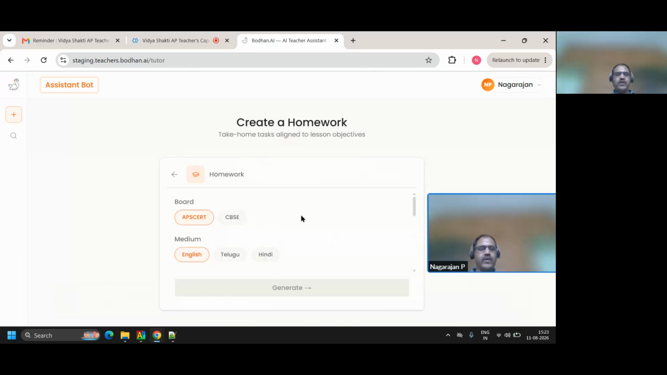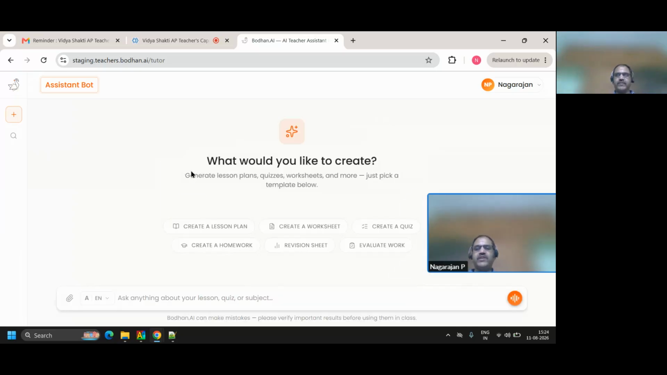Next thing that we have seen is create homework. In the same way, choose the board, the medium, subject, grade, etc. What is the topic? What is the objective? Then what is the estimated time they should work? Should they work for half an hour or 1 hour or 20 minutes, something like that? You can do the homework accordingly. It will create the questions. These two are the ones we have seen last week.